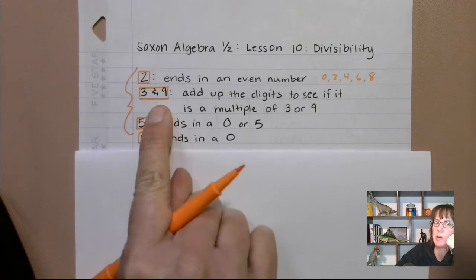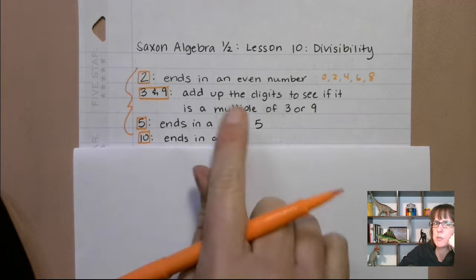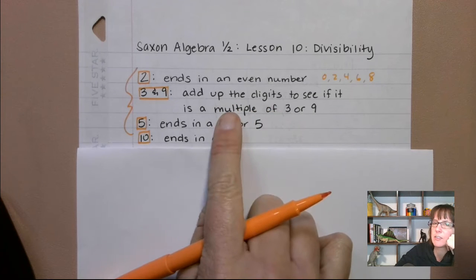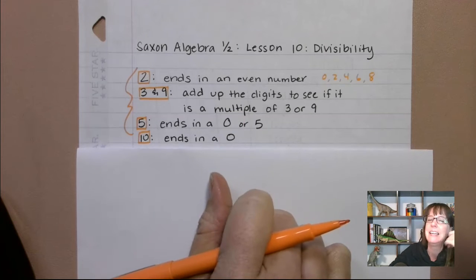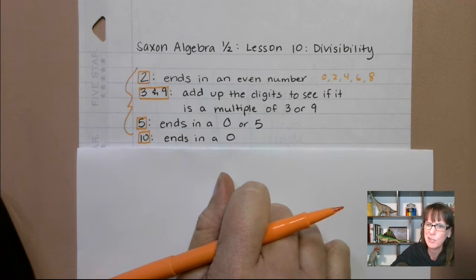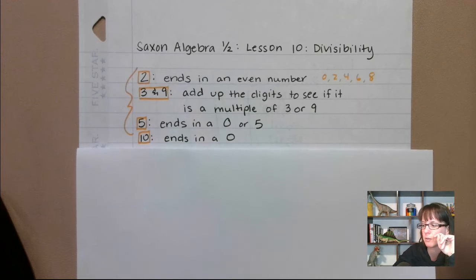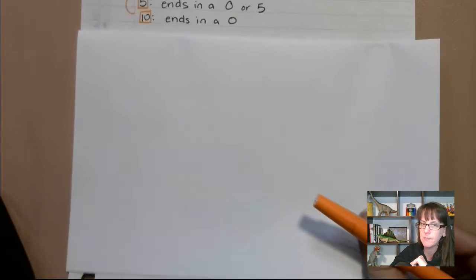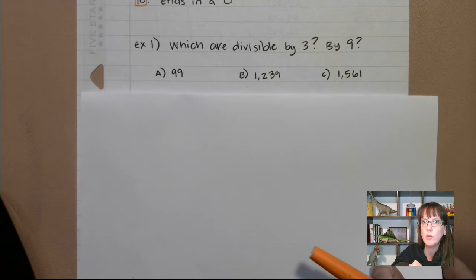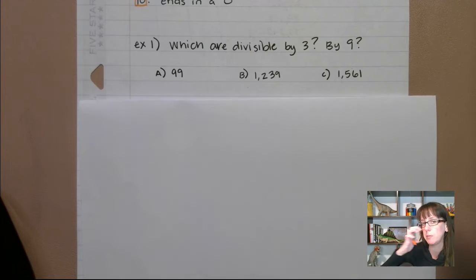Now the neat one is 3 and 9. What we do is we add up the digits to see if that total is a multiple of 3 or 9. If it is, then 3 goes into that number. Sounds a little confusing, but we're going to practice that. So don't worry, you will understand it by the end of this. All right, so let's take a look at these guys. Which of these are divisible by 3 and which are divisible by 9?